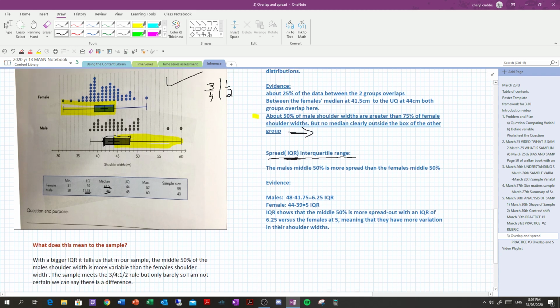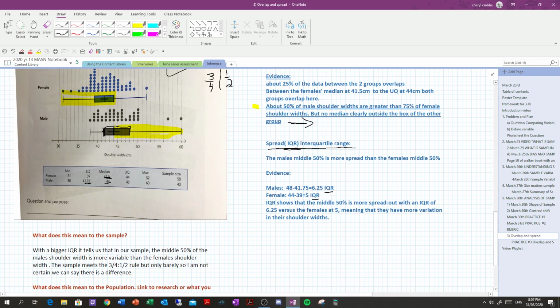What's the evidence? Well, this is where you actually do a calculation. You simply subtract the lower quartile from the upper quartile. In this case, the male's interquartile range is 6.25 and the female's is 5. So the male's interquartile range is a little bit bigger. That suggests the middle 50% is more spread out, with an interquartile range of 6.25 versus the females at 5, meaning that they have more variation in their shoulder width. So that's what spread tells us. Spread's pretty straightforward, and it tells us about variation, right?